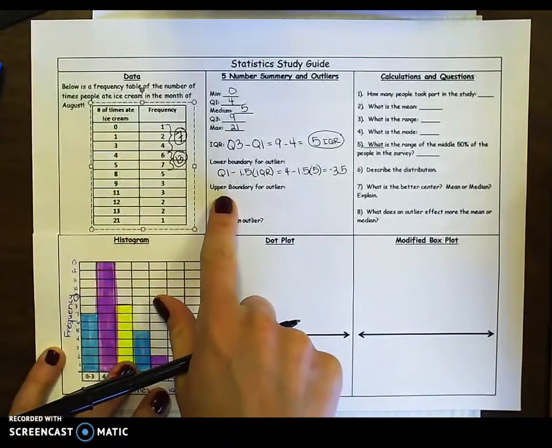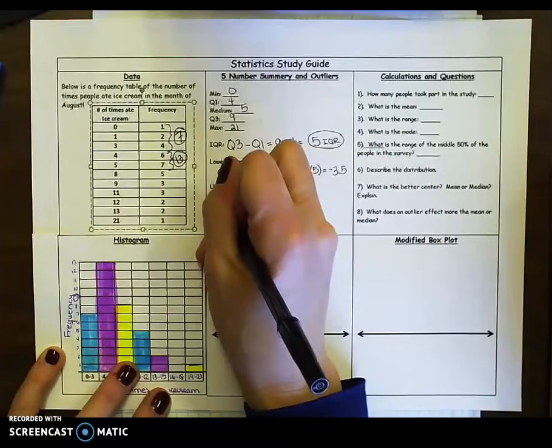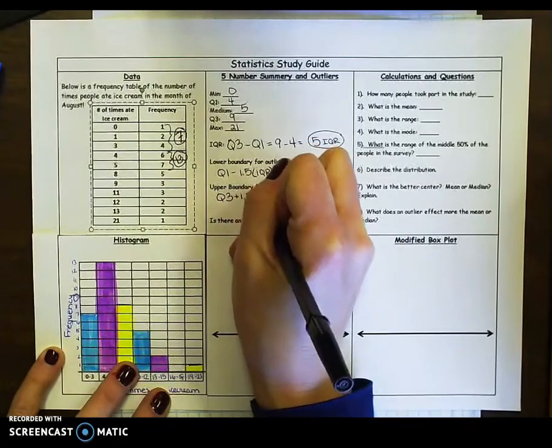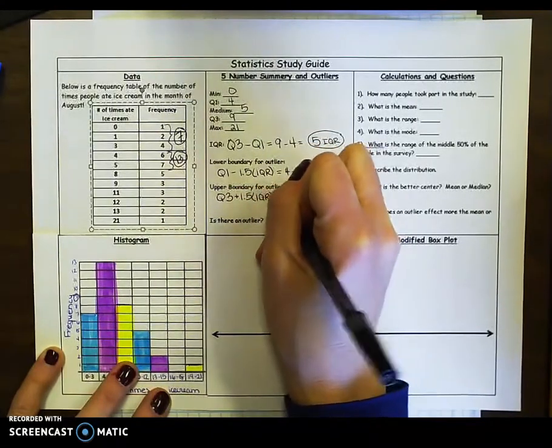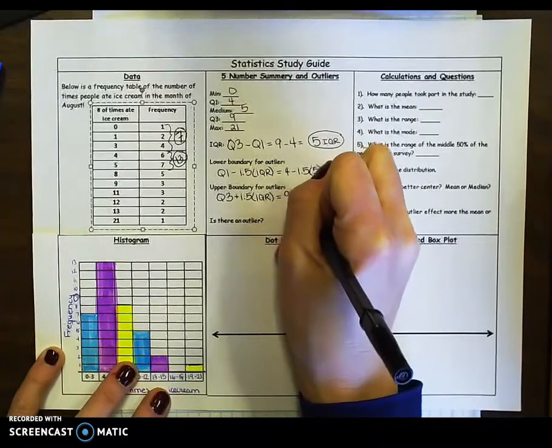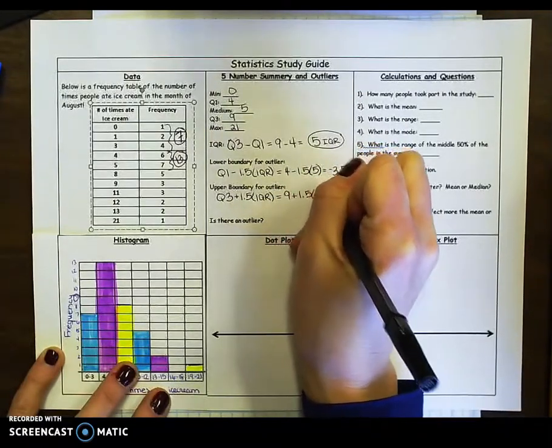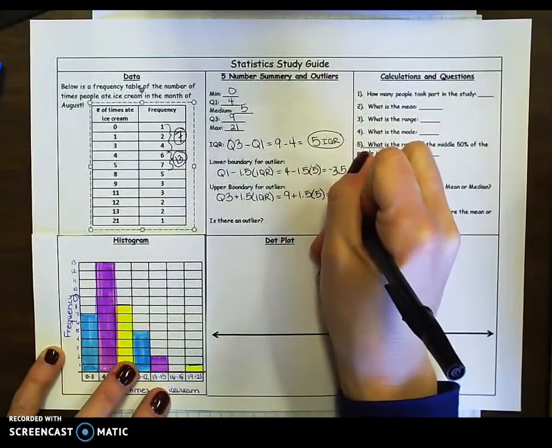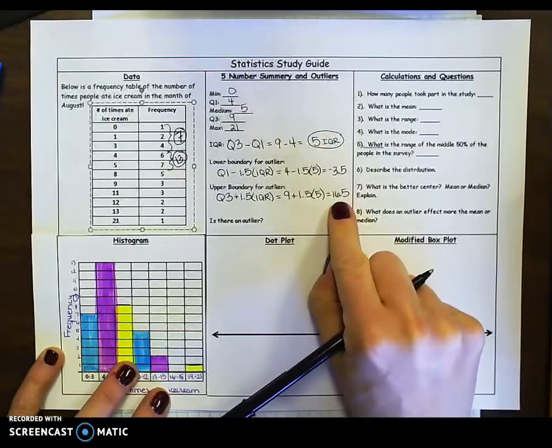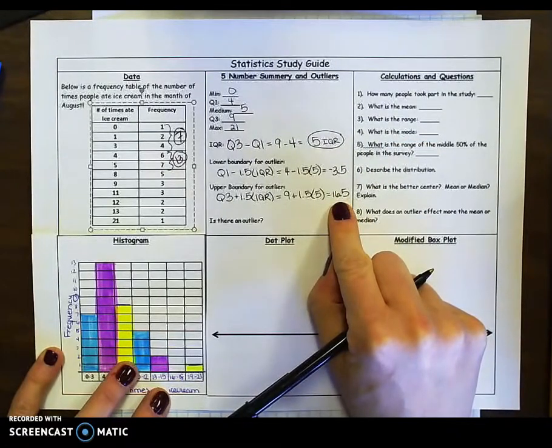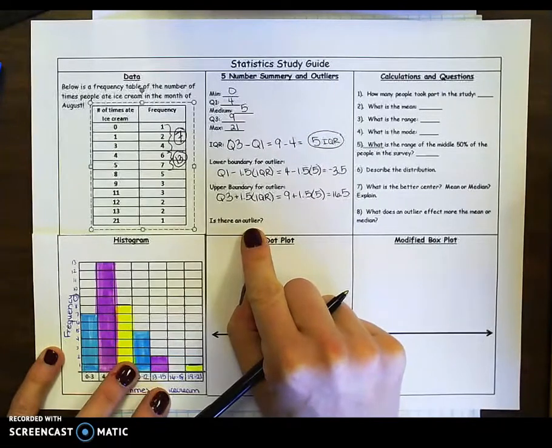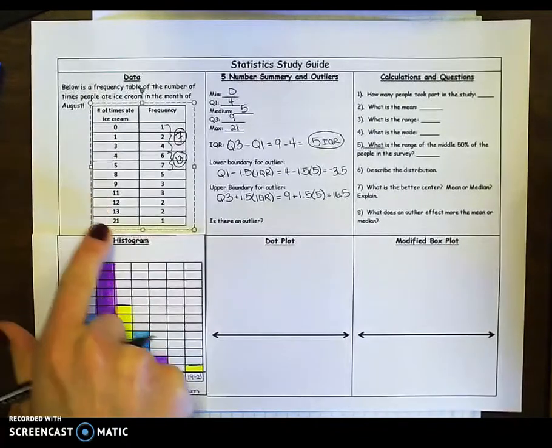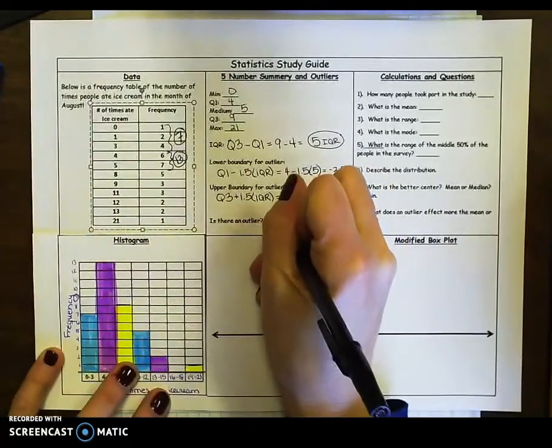So let's check to see if we have an upper outlier. So to do that, your upper boundary is Q3 plus 1.5 times the IQR. So when we plug that in, it's 9 plus 1.5 times 5. All right, when we punch that in to calculate, we get 16.5. That means anything above 16.5 would be considered an outlier. So let's take a look at our number of times we ate ice cream. Do we have anything over 16.5? So our outlier is 21.